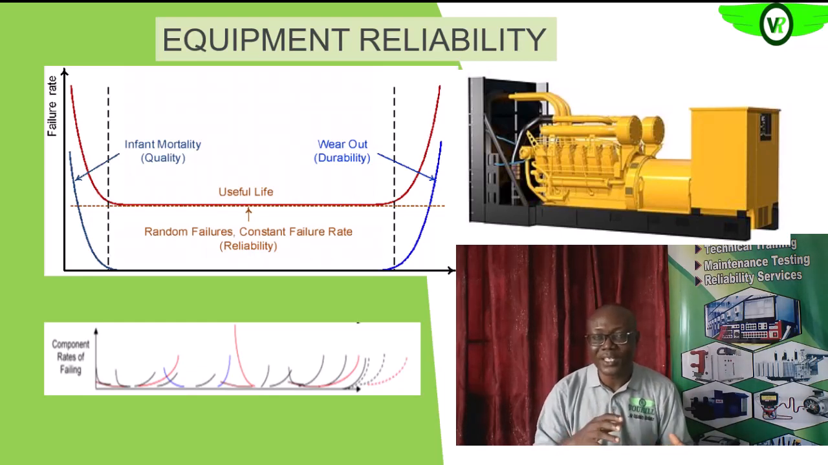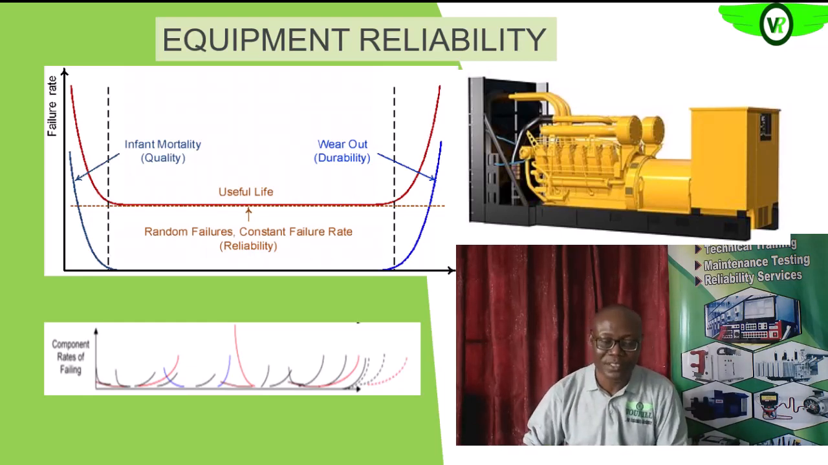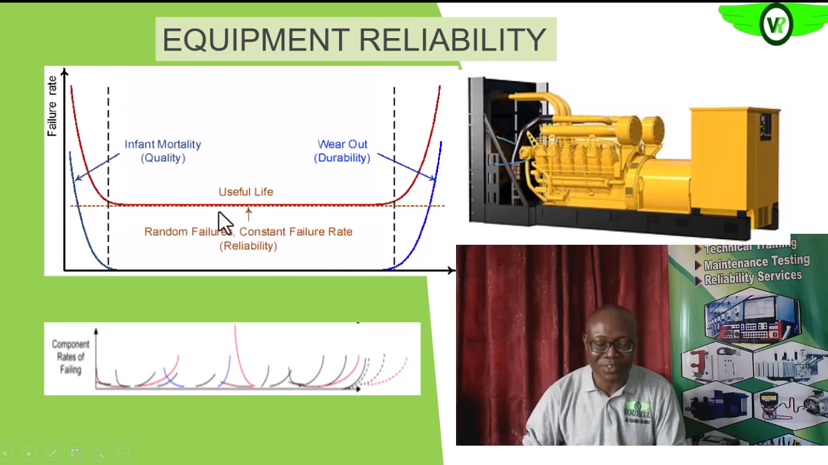So you will see that they all tend to fail at different times, and that is what you see on the graph below. All of this is what contributes to the random failure that we were discussing before.